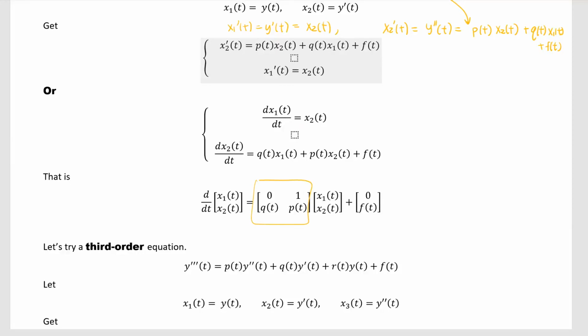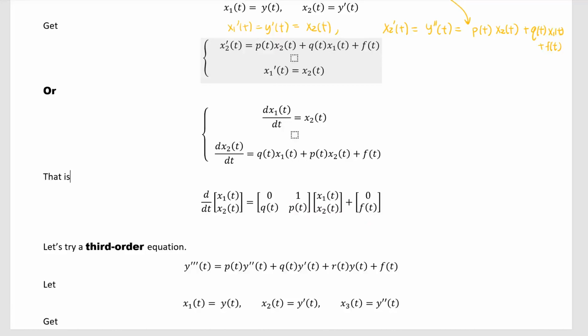And for x2, dx2/dt is q(t) x1, so the coefficient of x1 is q of t, plus p of t x2. So p of t right here. And then plus f of t, so this is actually the forcing function. So now you can see this is a system of differential equations, and we can have a matrix here.